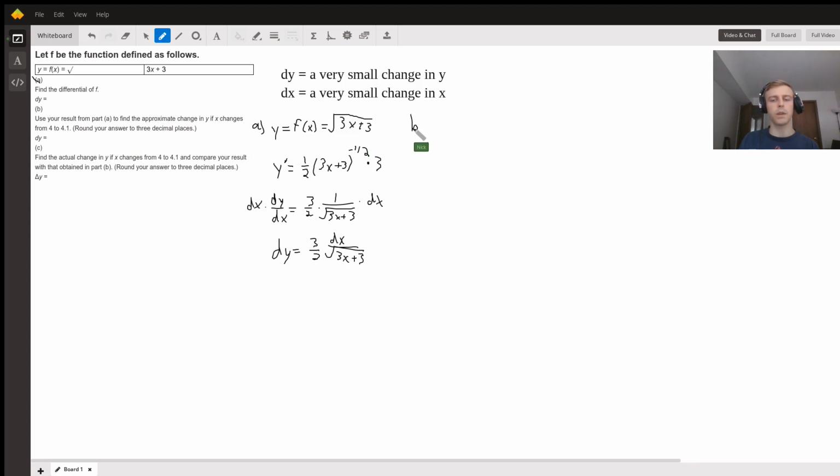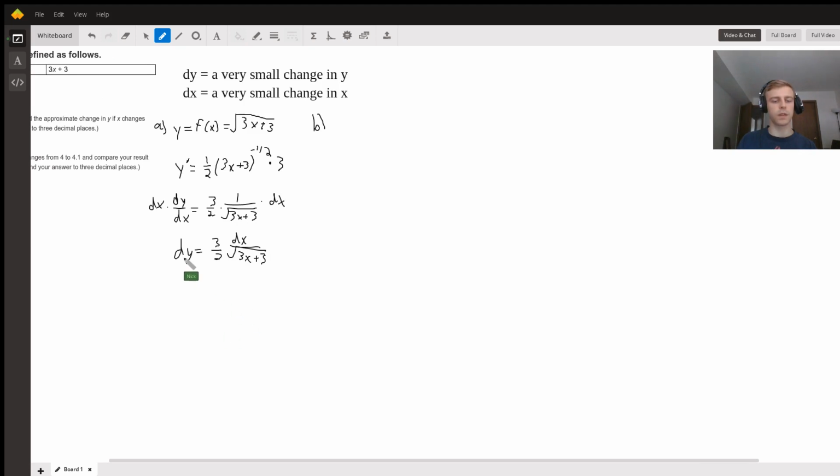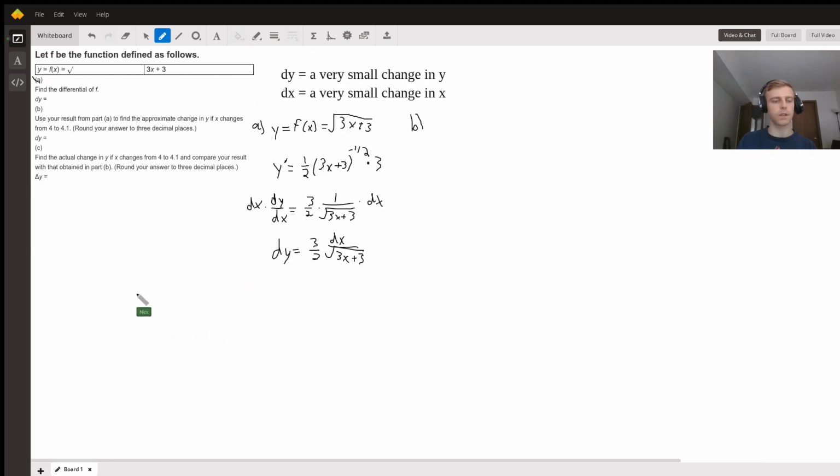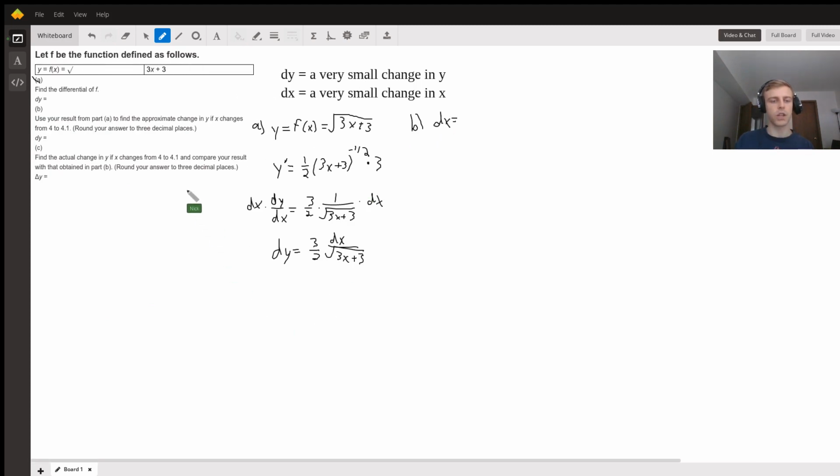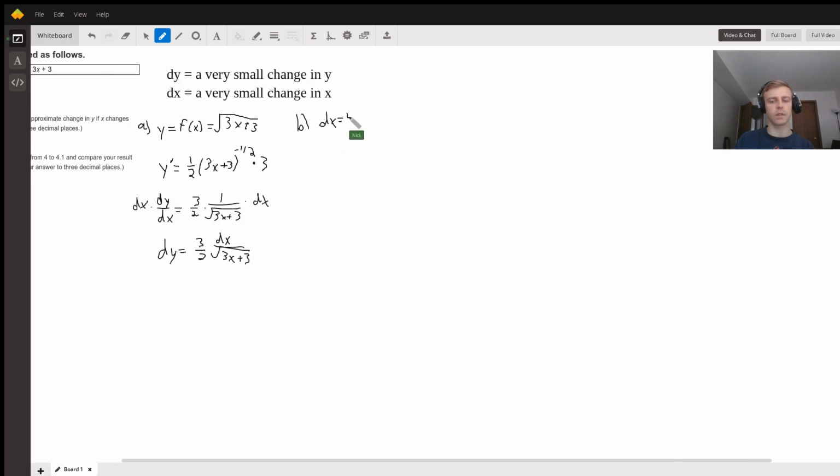For part B, it says use your result from part A to find the approximate change in y if x changes from 4 to 4.1. Round your answer to 3 decimal places. So what it wants us to do is find that small change in y, and use that to estimate what y actually is. So we don't know dy. dx is equal to the change in x. So between 4.1 and 4, that would mean that dx is 0.1.